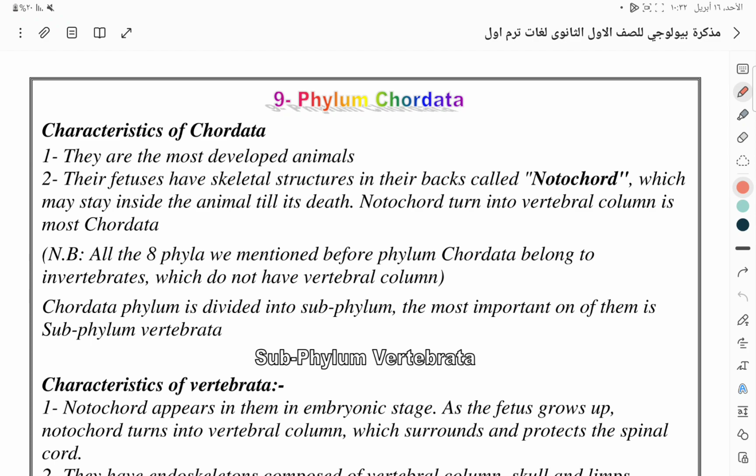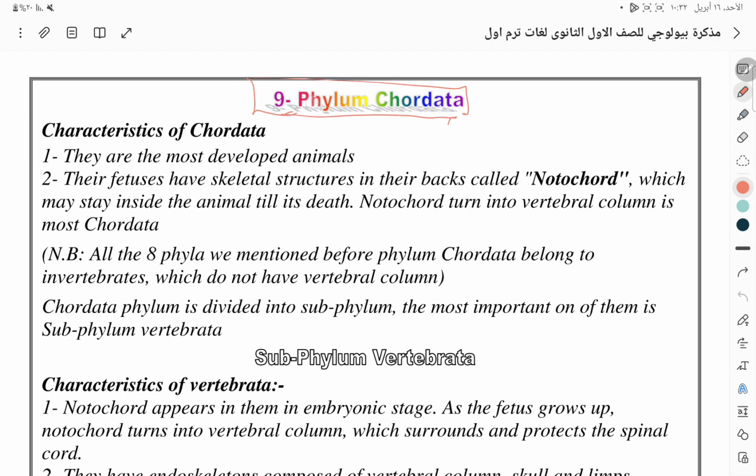First part of Kingdom Animalia was cancelled this year. Now we start the second part in Kingdom Animalia. Kingdom consists of many phylum. Now we start with phylum Chordata.